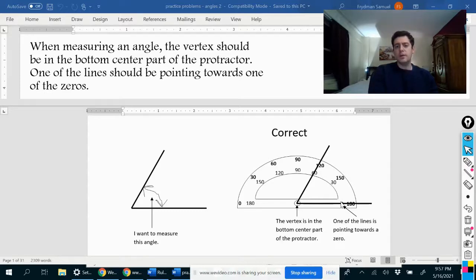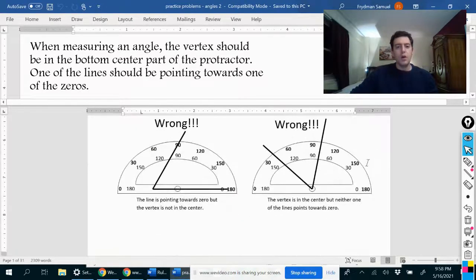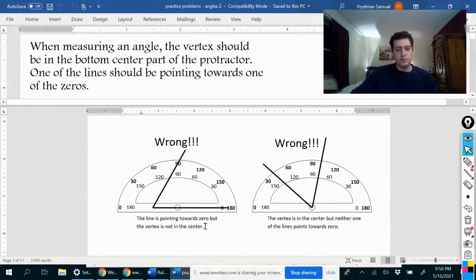Now, it is actually possible to use a protractor where neither line is pointing towards one of the zeros. So you could have, let's say, this line pointing over here and this line maybe pointing over here, something like that. There is a way to do that, but let's just say that the proper way, if you will, the normal way to use a protractor is just to make sure that one of the lines is pointing towards one of the zeros. And we'll talk about the other method a little bit later. All right, so this would be wrong. Well, these two would be wrong.